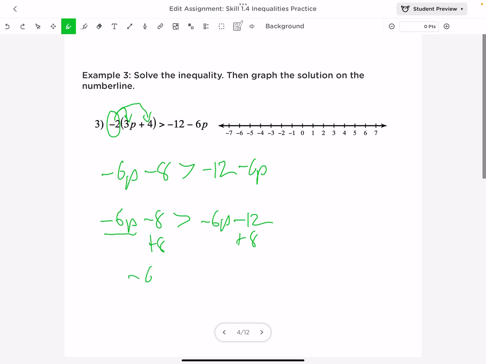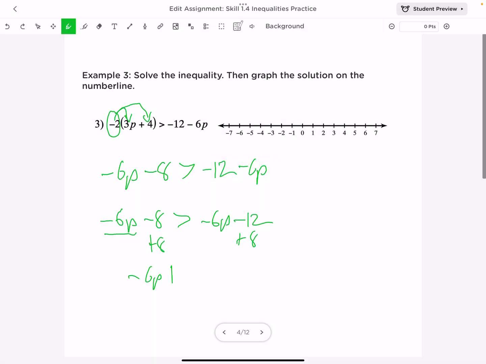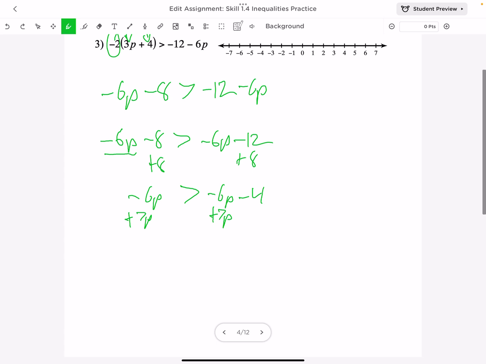So I have -6p is greater than -6p minus 4, right? And then I'm just going to add 7p, and this is just going to make things a little bit easier. Add 7p, and the reason why I'm doing that to illustrate is I want to get p on this side. So I have p is greater than p minus 4. And you kind of want to get the variable to the point.